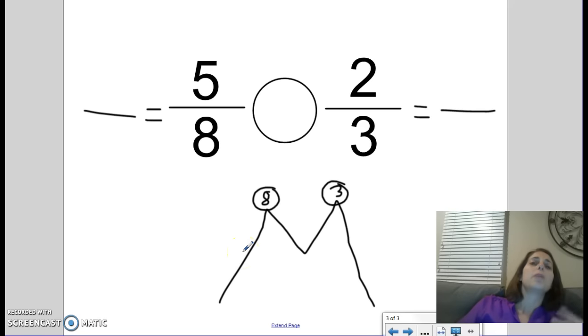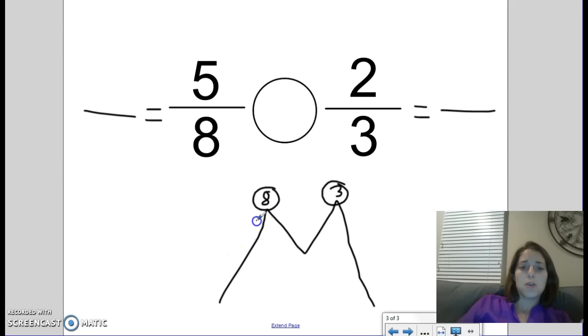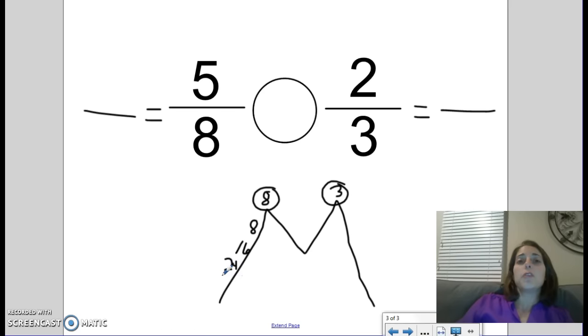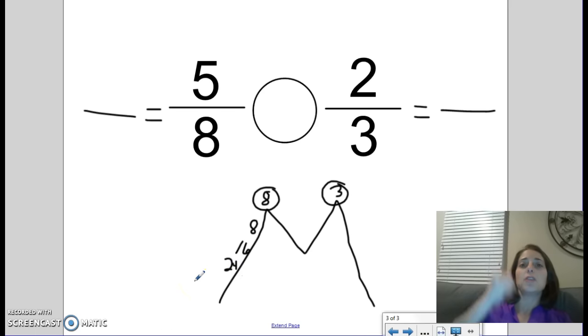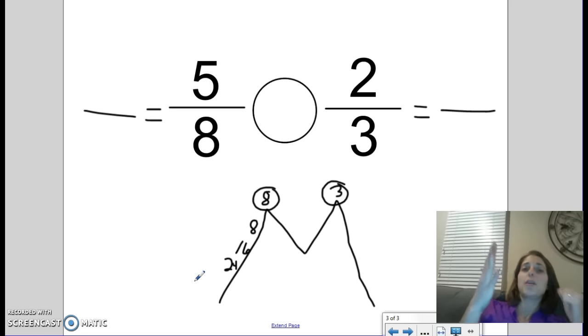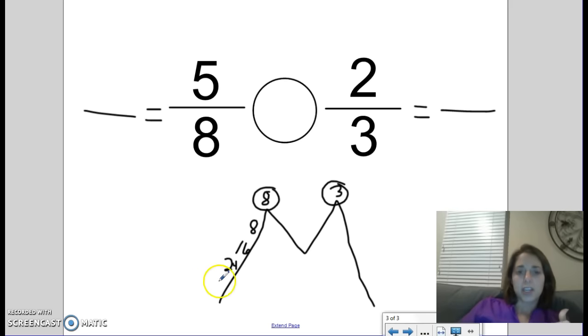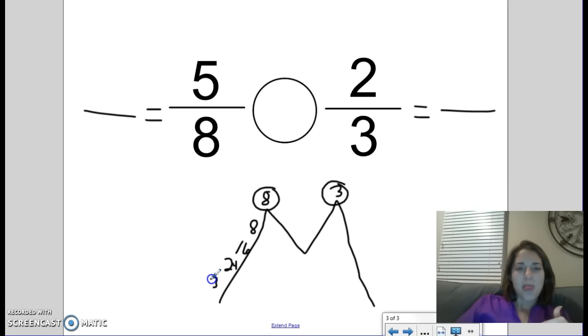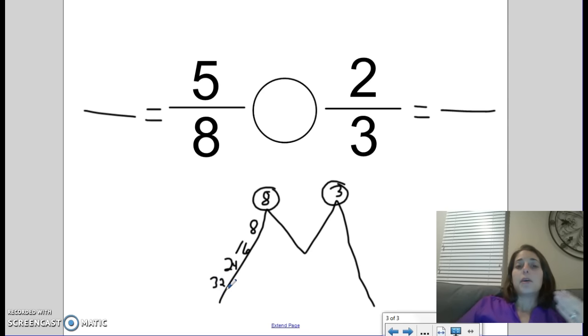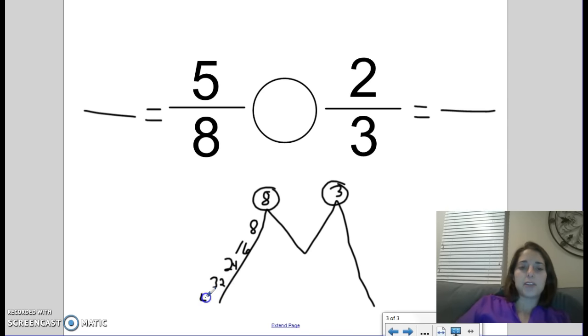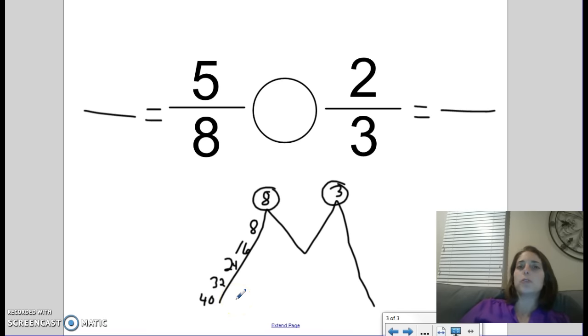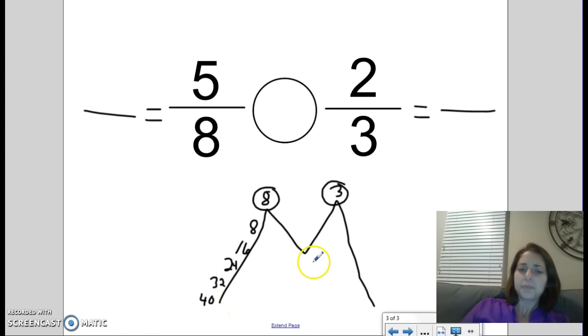So you can think about multiples as 8 times 1, which is 8. 8 times 2, you need to know your multiplication facts, that's 16. 8 times 3 is 24. 8 times 4, if you don't know it, take 24 and add 8 to it. 25, 26, 27, 28, 29, 30, 31, 32. So that gets you 8 times 4. And then 8 times 5, I know my 5s, that's 40. And I'm going to stop at 5 multiples of 8, and if I need to do more, I will.